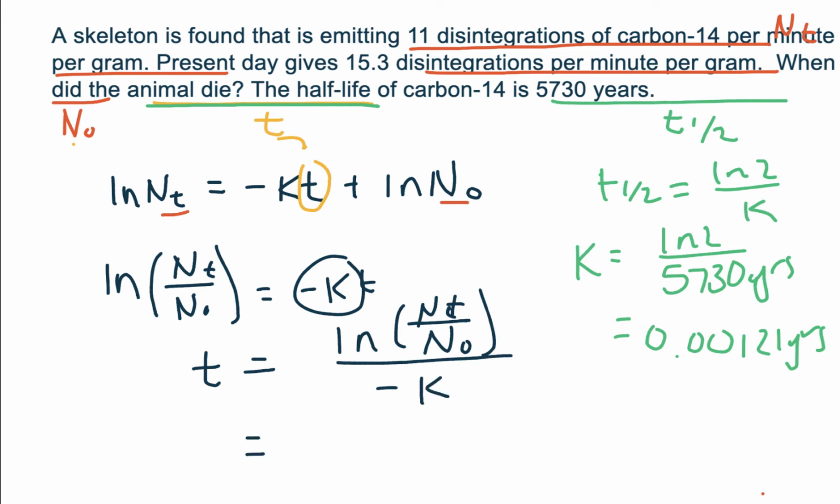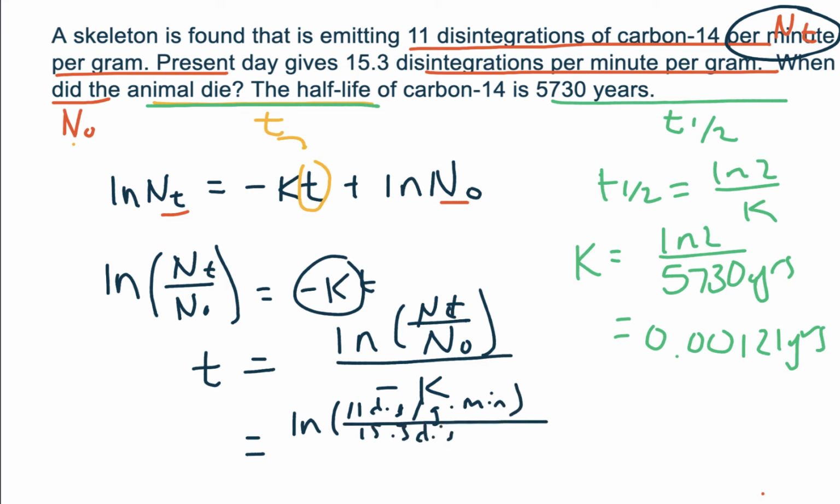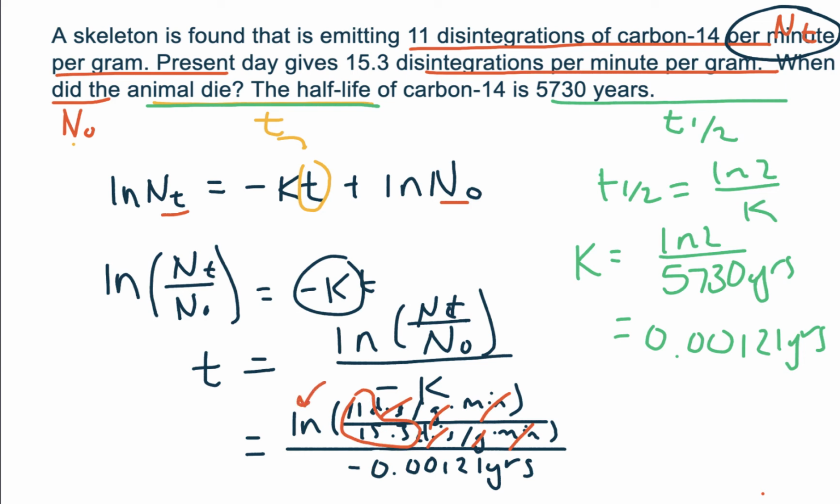Okay, we have all those variables, so the natural log of nt we had up here, so it's 11 disintegrations per gram per minute, divided by 15.3 disintegrations per gram minute, and then we're going to divide all of that by the rate constant, so disintegration cancels, grams cancel, minutes cancel, and we're just left with a unitless value, which we should be if we're going to be taking the natural log.